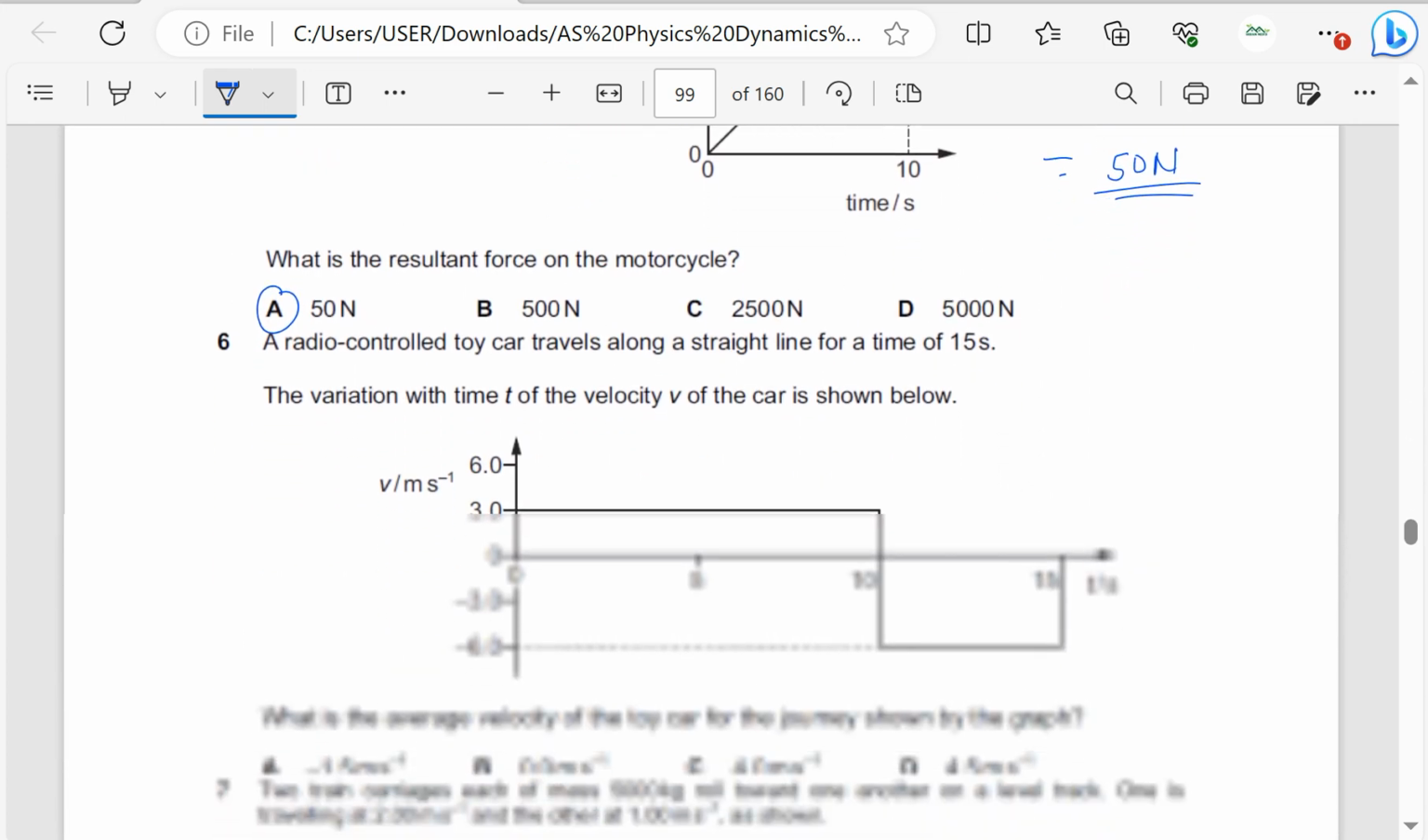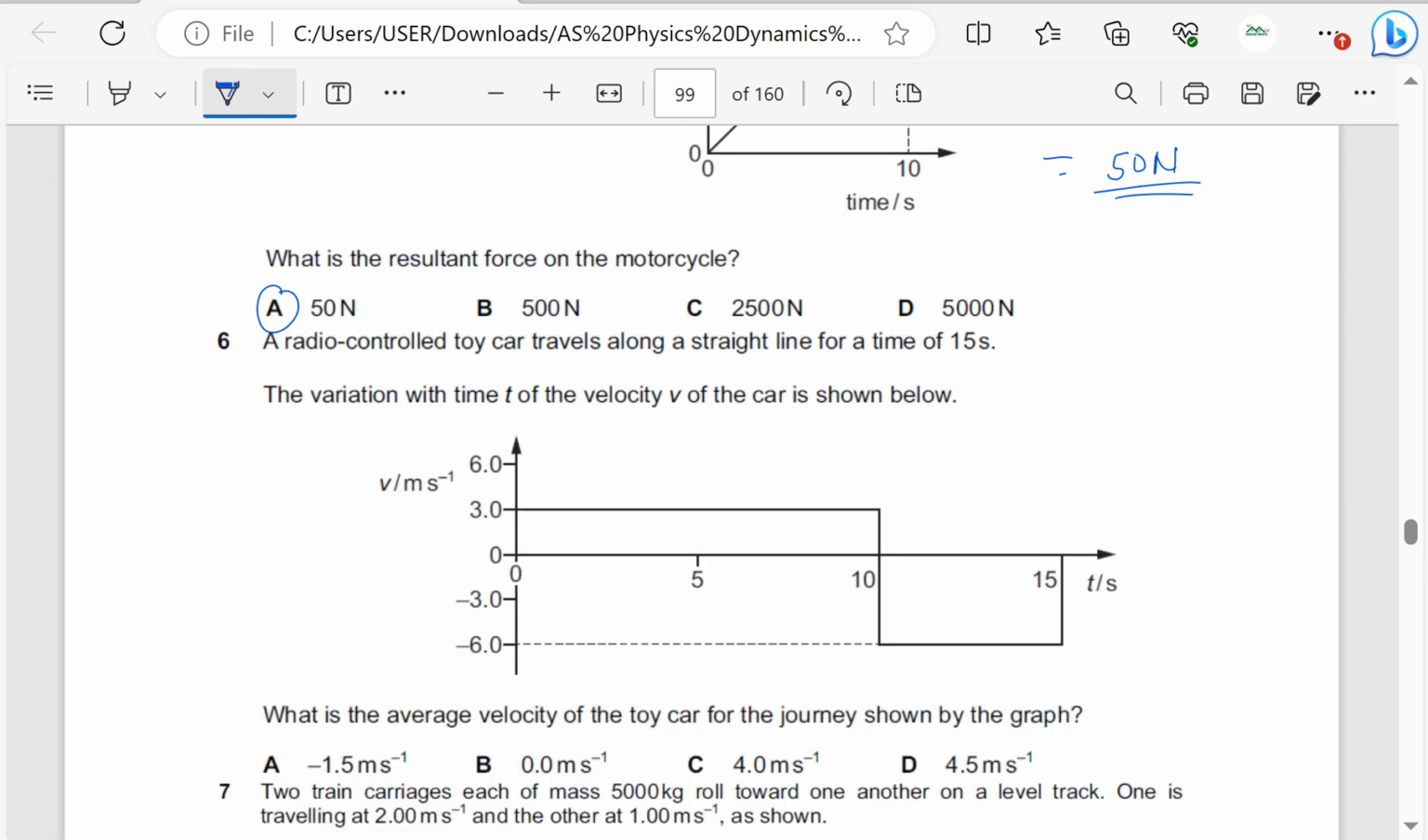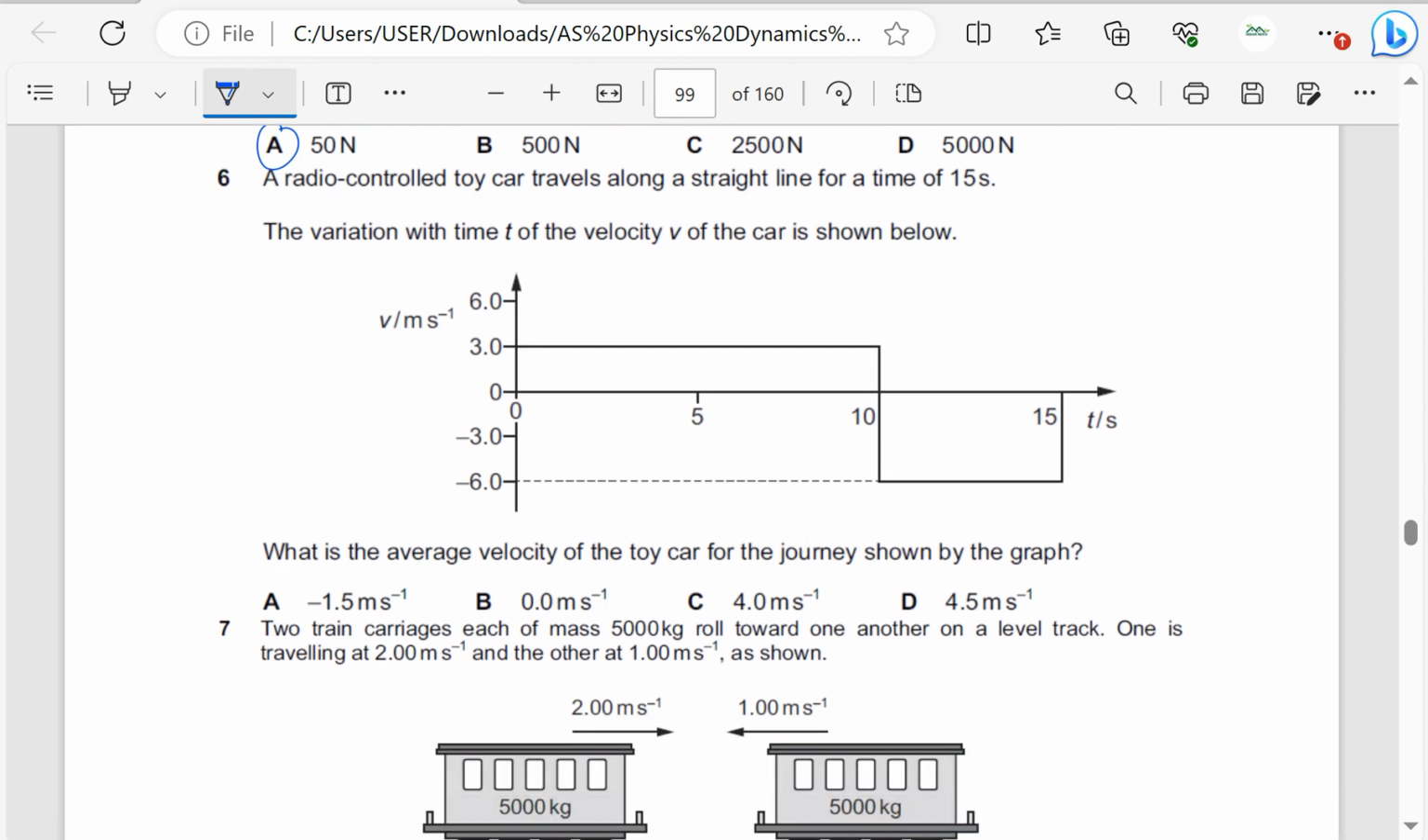A radio-controlled toy car travels along a straight line for a time of 15 seconds. The variation with the time t of the velocity v of the car is shown below. What is the average velocity of the toy car for the journey shown by the graph? First of all, average velocity is going to be displacement over time. Let's first find the displacement.